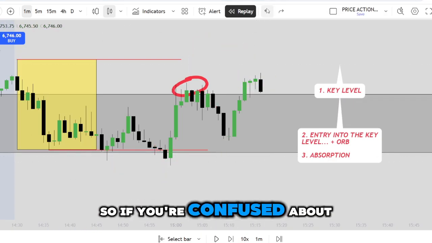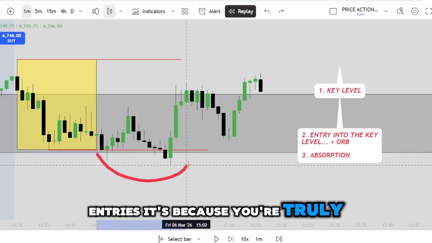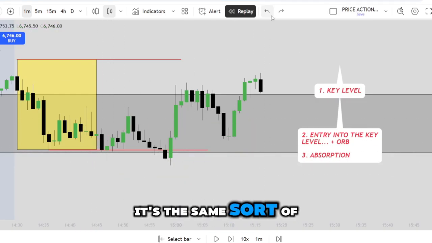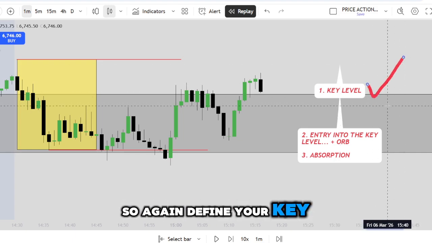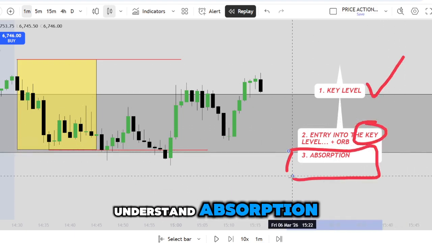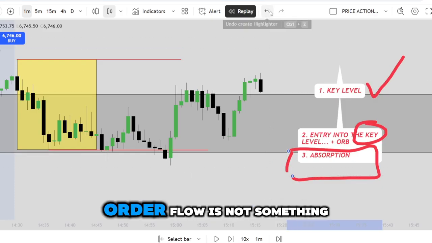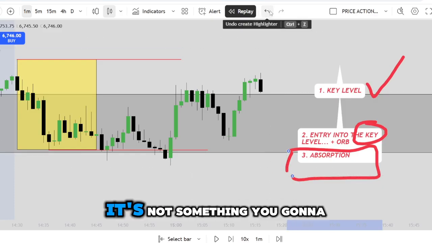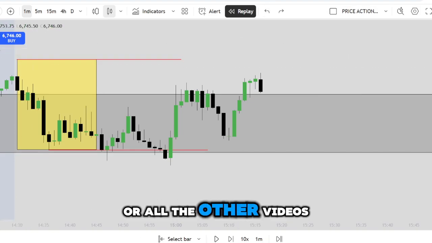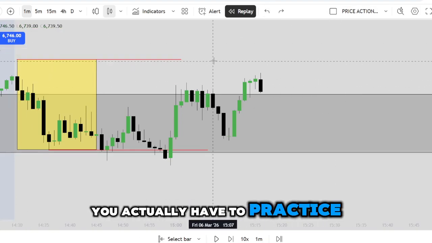If you're confused about entries, it's because you're truly, in my opinion, missing what's going on here, and also what's going on here. It's the same sort of thing. So again, define your key level, wait for price to hit your key level, and then understand absorption. This does take practice. Order flow is not something you're going to learn overnight, or from just watching this one video or all the other videos I made on order flow. You actually have to practice this stuff.